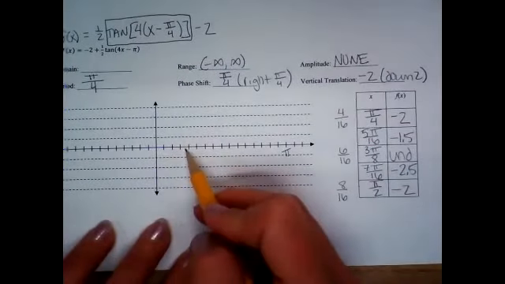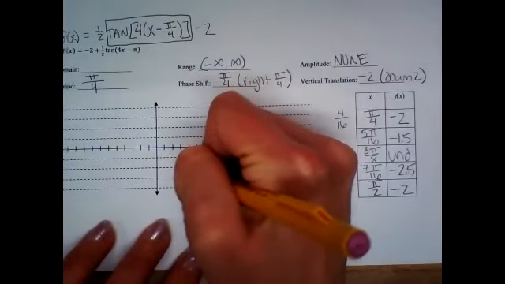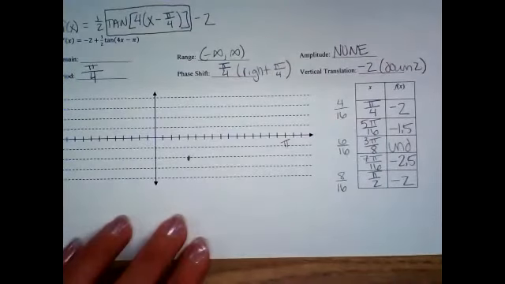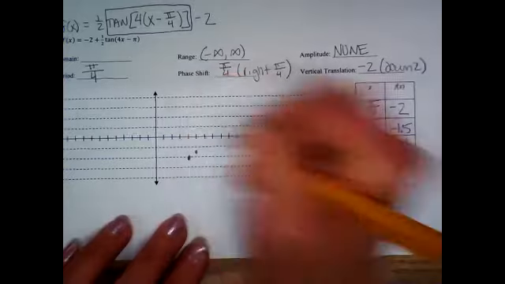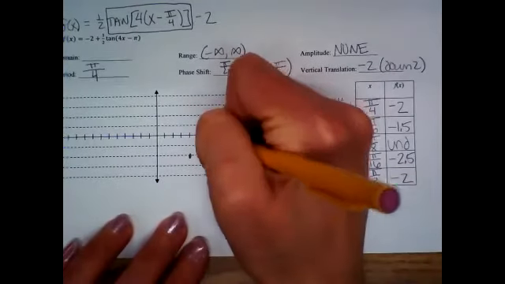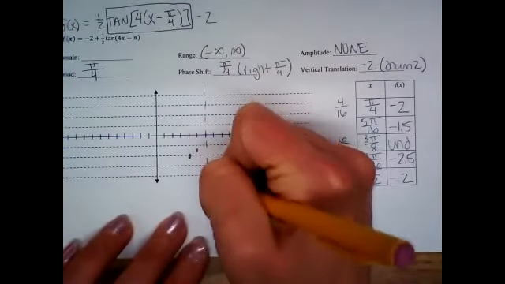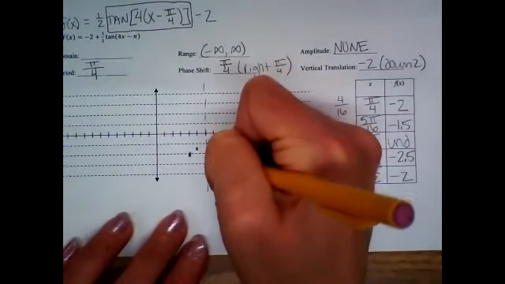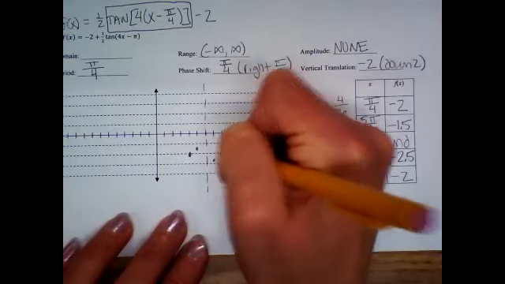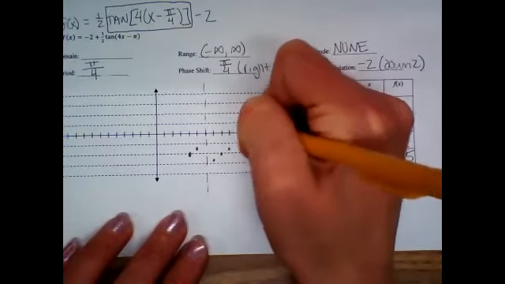So that's your fourth tick mark. We're going to call that -2 right there. And then the fifth one is -1 and 1/2. And then an asymptote. And then -2 and 1/2, -2, -1 and 1/2, and another asymptote.